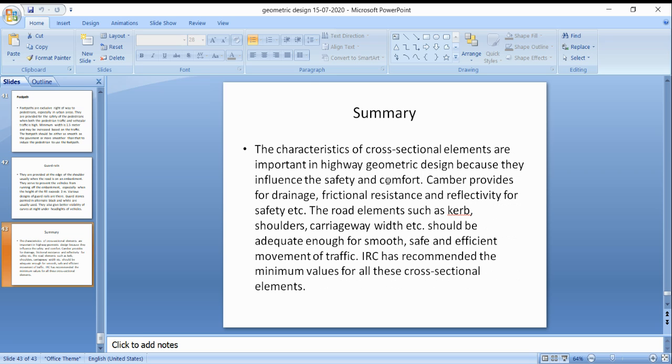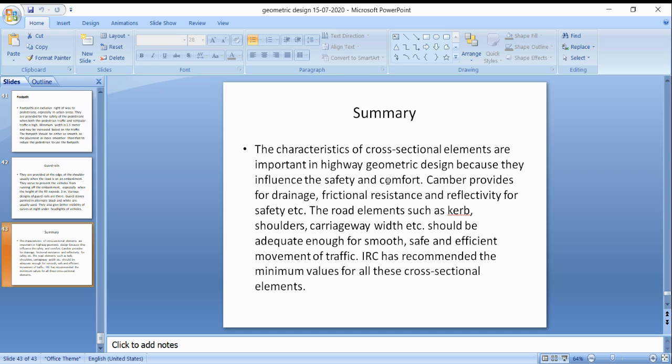So overall, in this we have studied the characteristics of the cross-sectional elements of different roads. Road design matters because it increases safety and comfort. We studied all of these because they impact the safety of the vehicles and also the safety of the people.